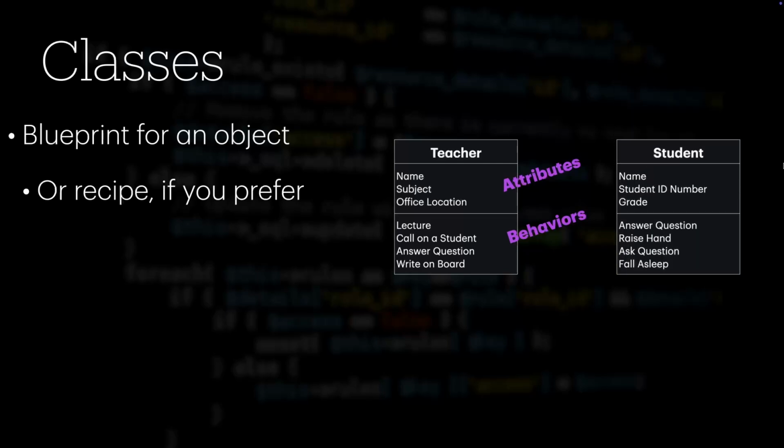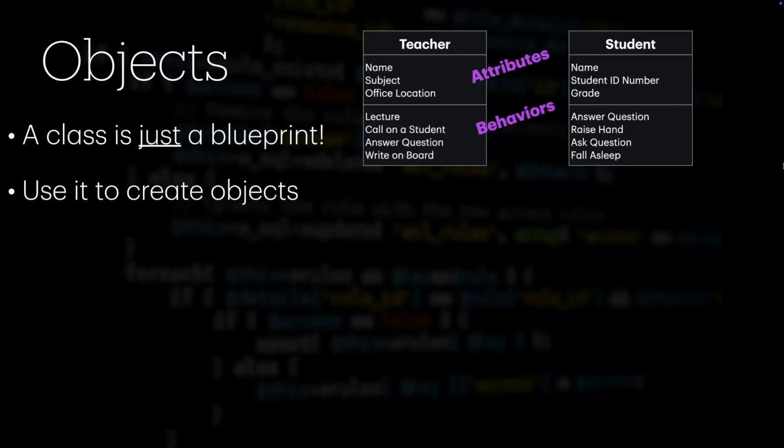If we look around the classroom to see what other objects there are, we'll see students. So we'll need a student class. The student class will have attributes like a name, a student ID, and a grade, and behaviors like raising a hand, falling asleep, asking a question, things like that. Again, these classes are blueprints, so they define what a teacher is and what a student is. In order to use them in a program, we'll need to create objects from them.